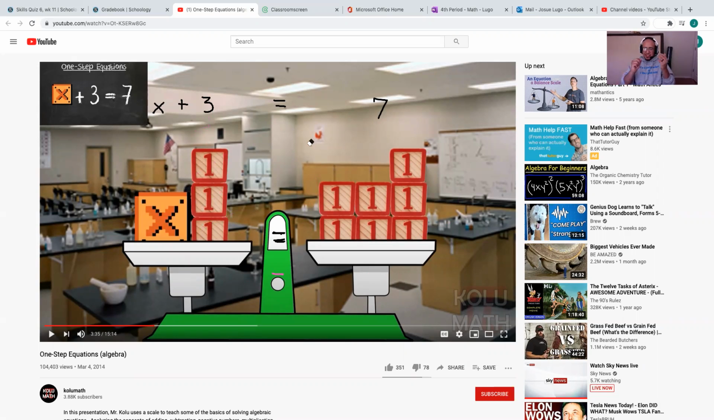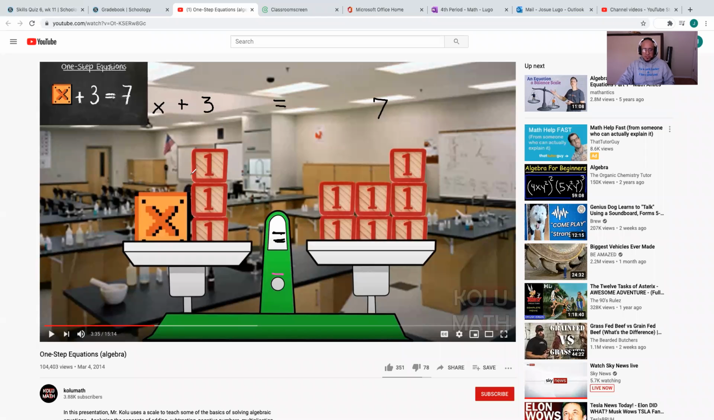This is a scale. This is an equation. On the left side, I have x plus 3. And that is the same as 7. Whatever x is, when I add 3 to it, it's the same as 7. All right? So remember, to solve an equation, what you need to do is isolate the variable.